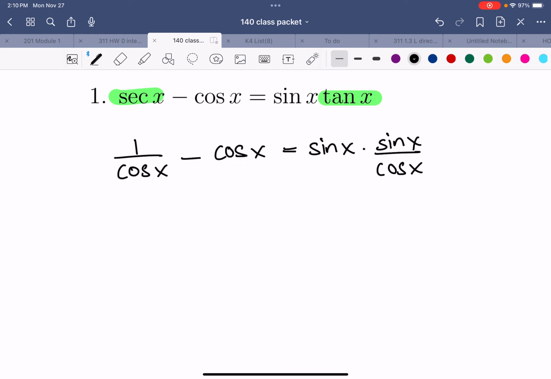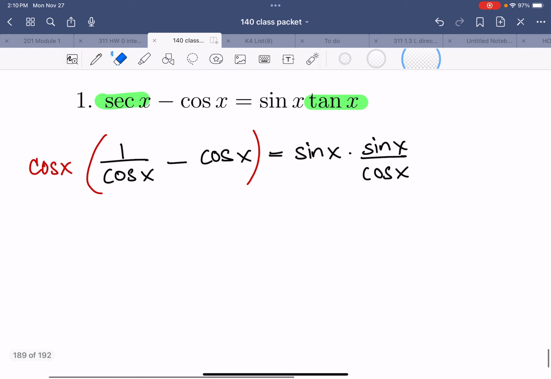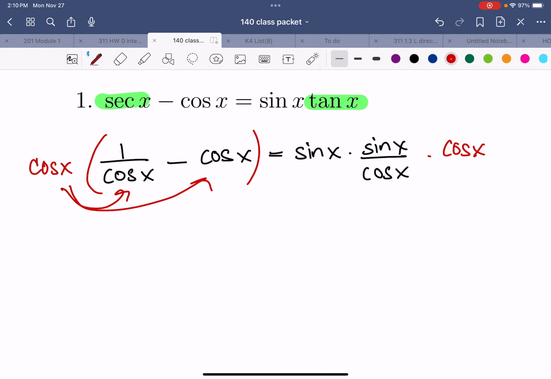So I'm going to clear out my fractions. I'm going to multiply this side over here by the denominators, which is cosine, and this one over here by the same. Right? And on the left, we're going to have to distribute because there are two terms there.